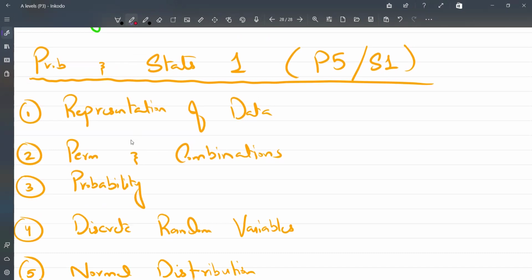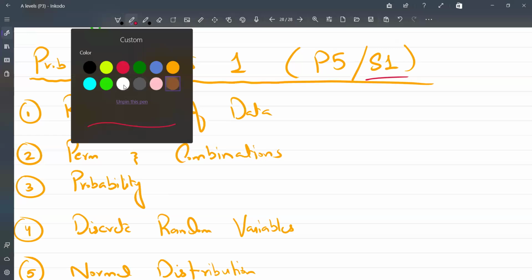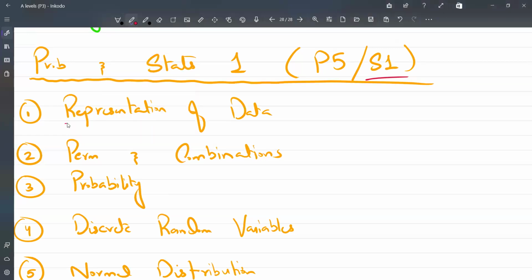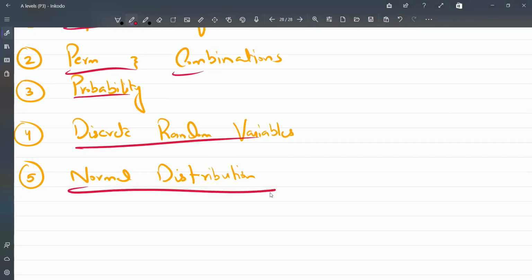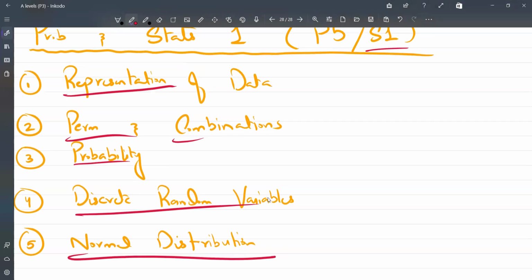And if we talk about the P5 component, that is S1, then in this component you will study things like representation of data, permutation and combination, probability, discrete random variables, normal distribution, right? So these chapters are part of the P5 syllabus or S1 component, right?